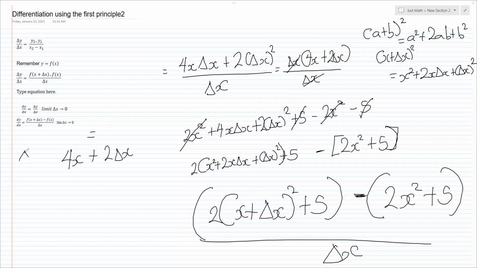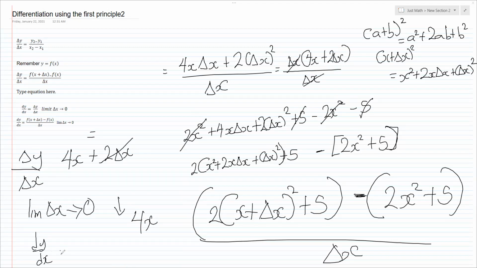Now, this is just delta y over delta x. Now, dy dx is when you have the limit as delta x gets to 0. Once delta x becomes 0, this disappears, and we're left with 4x. So dy dx will be 4x. Okay, so let me just put this here.